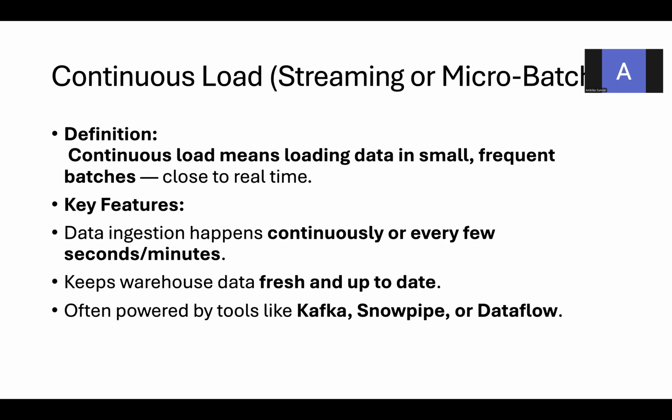Continuous loading means streaming or micro batch. Continuous loading means loading the data in small frequent batches. This is closest to the real time, because the bulk loading is completely for the historical data. This is for the everyday data. Every day I want to upload some files from the S3 bucket and I want to show them in the reporting. So that's what is close to the real time.